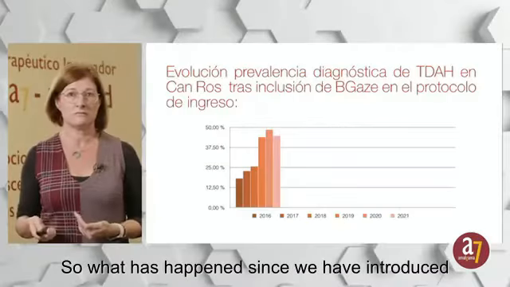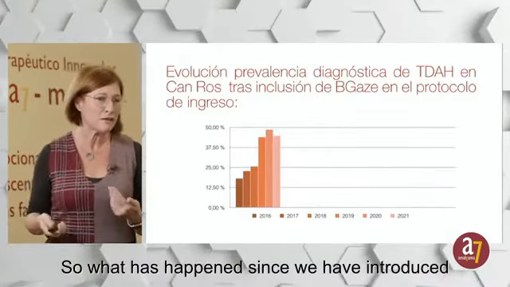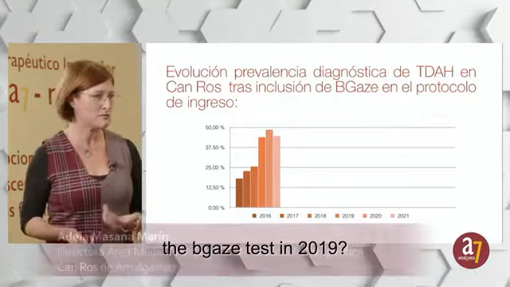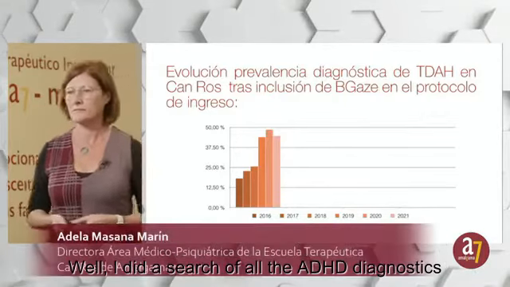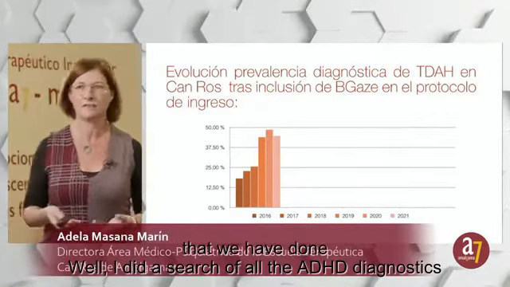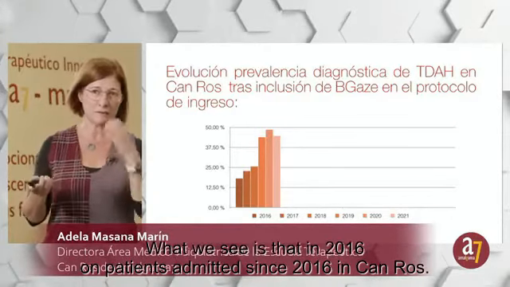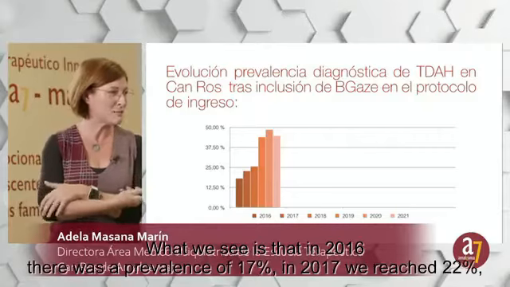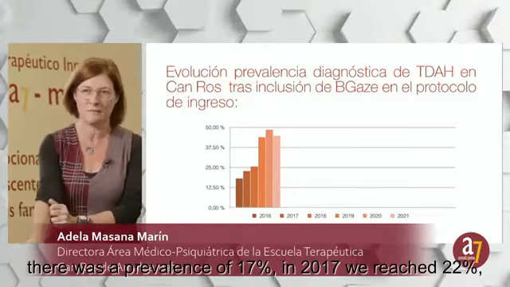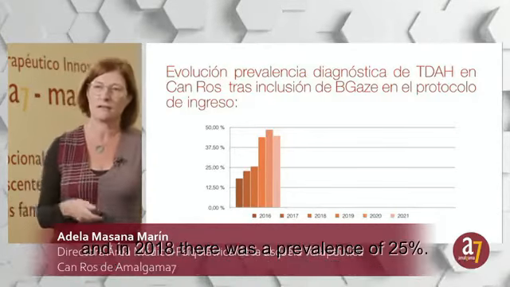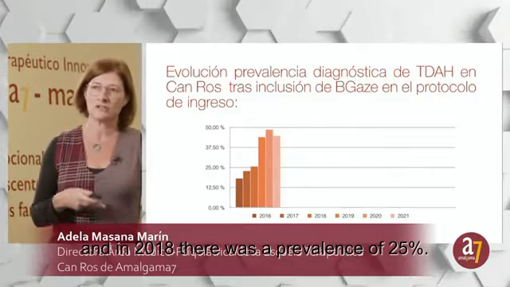So what has happened since we have introduced the BGaze test in 2019? Well, I did a search of all the ADHD diagnostics that we have done on patients admitted since 2016 in CanROS. What we see is that in 2016, there was a prevalence of 17%, in 2017 we reached 22%, and in 2018 there was a prevalence of 25%.